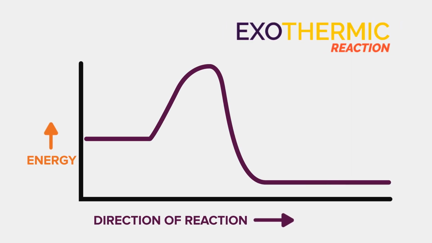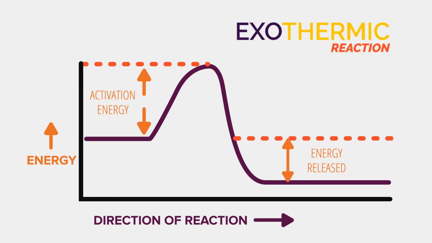Because in exothermic reactions, energy is given out to the surroundings, this means that the energy of the reactants is higher than the energy of the products. Hence the energy curve for the exothermic reactions will look like this.